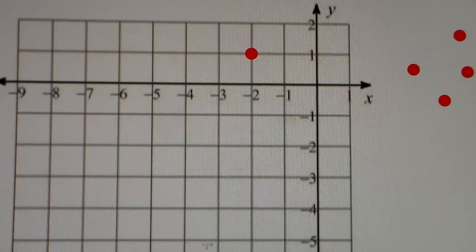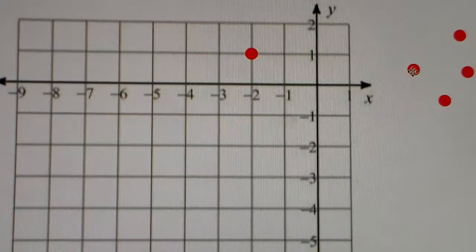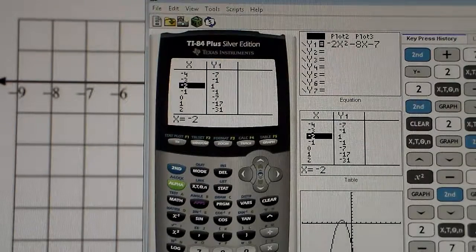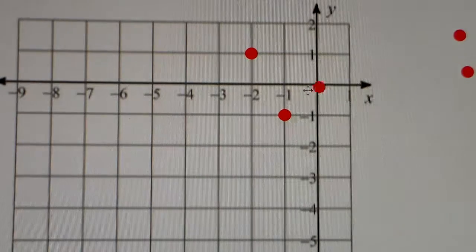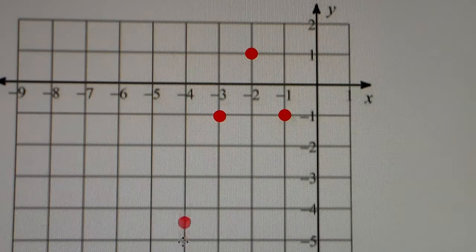That's our vertex. Our next coordinate will be negative 1, negative 1. And then 0, negative 7: 0 left, right, 7 down. The other coordinates, negative 3, negative 1. And the last coordinates, negative 4, negative 7. And we connect them up.